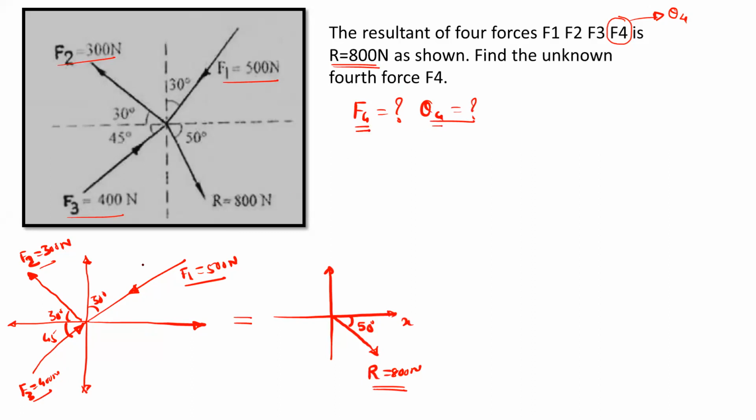Okay. So let us assume that the force lies in the first quadrant. Okay. So this is just an assumption. We don't know the exact location. So assume the unknown force lies in the first quadrant. So this is the F4 and this is the angle of the unknown force, that is theta 4. Okay. Now the remaining procedure is same as for the concurrent force system. We have to resolve each and every force.